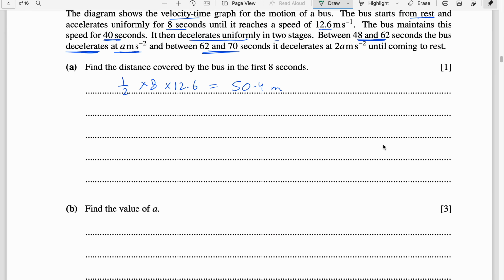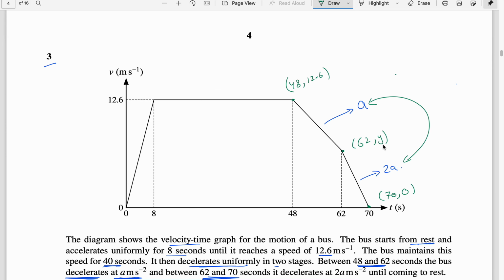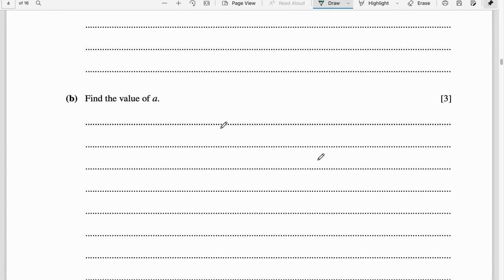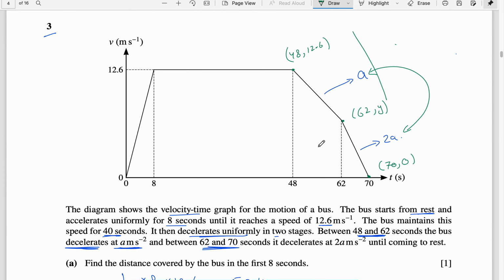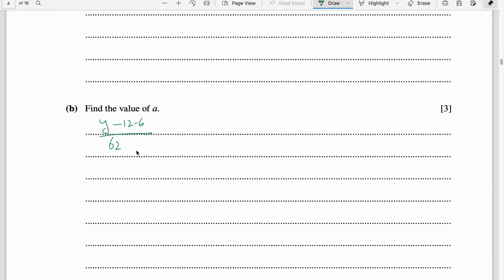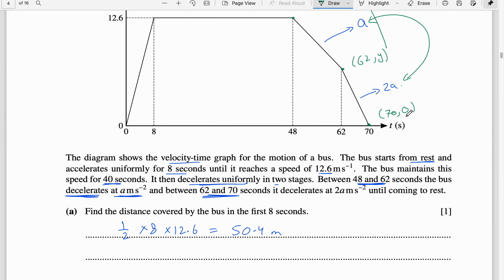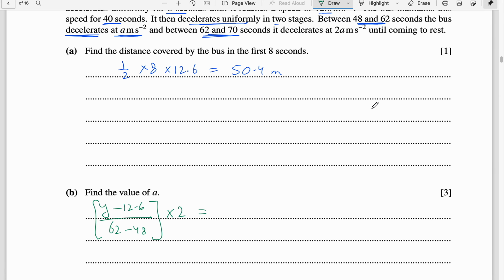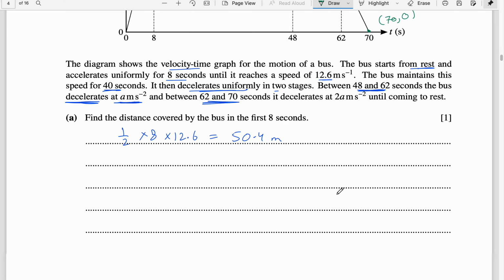So applying and copying these values down, 48 and this. So I'm first finding the gradient of this section, which is y2 minus y1, y minus 12.6 divided by 62 minus 48. And if I multiply this with 2, it will actually equal the gradient on the second half. So 0 minus y over 70 minus 62.